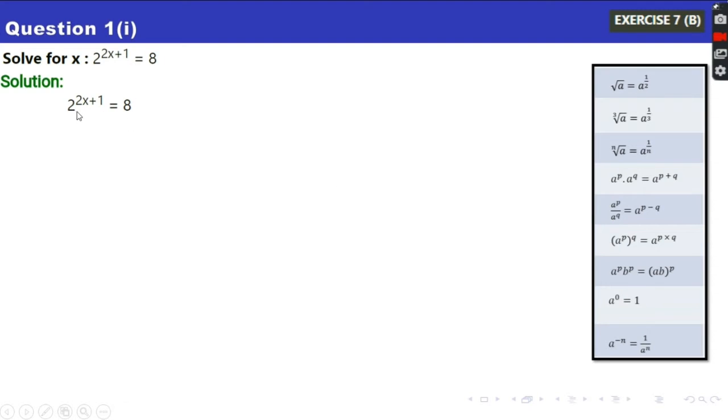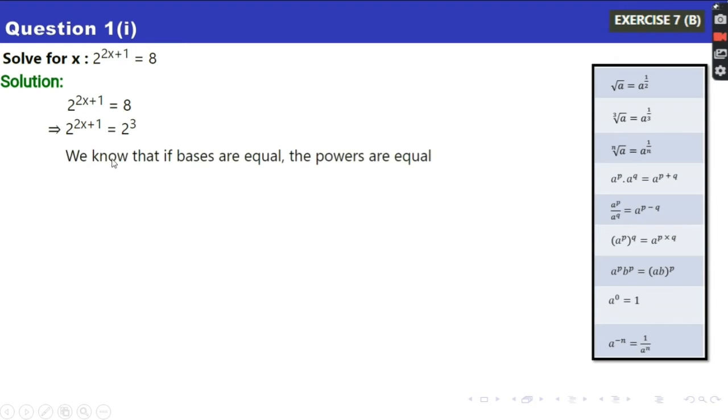Now this base 2 cannot be factorized, all of you know that, but we will be able to factorize 8, isn't it? So when you factorize 8 you will write it as 2 to the power 3. Now here we know that if the bases are equal, for example here the base is 2 and here also the base is 2, then the powers are equal. That means this will be equal to this much.